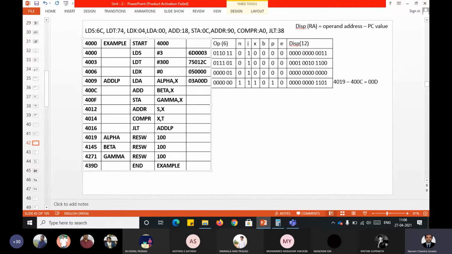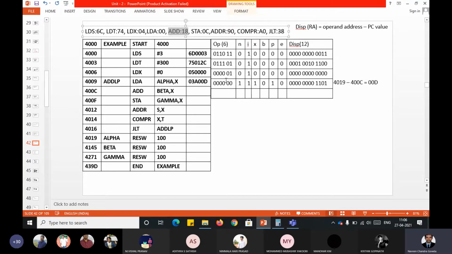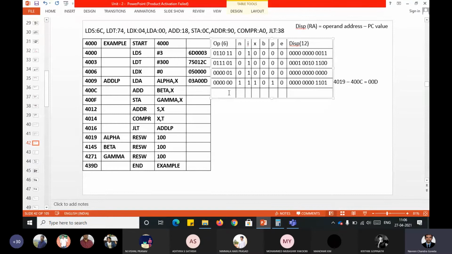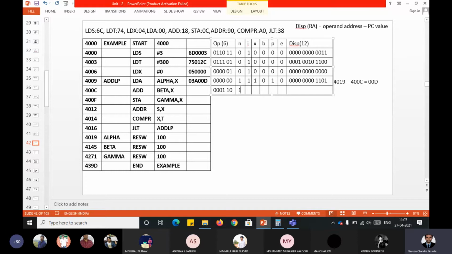Next, if I take you to the next instruction, which is ADD beta comma X. What is the opcode of ADD? The opcode of ADD is 18. 0001 is 1 and 1000 is 8, but it is only 10. Again, it is neither immediate nor indirect, so both N and I will be 1 1. And it is making use of the X register, so X will be 1. Again, as usual, it is format 3, so E is 0.